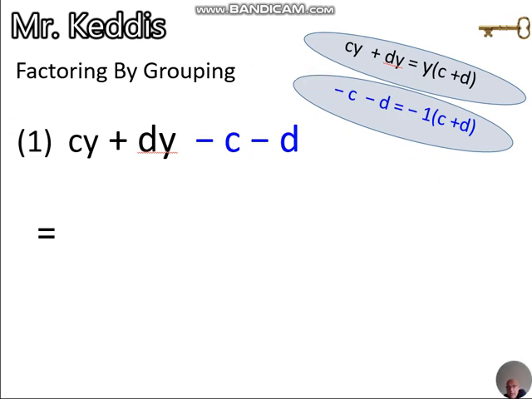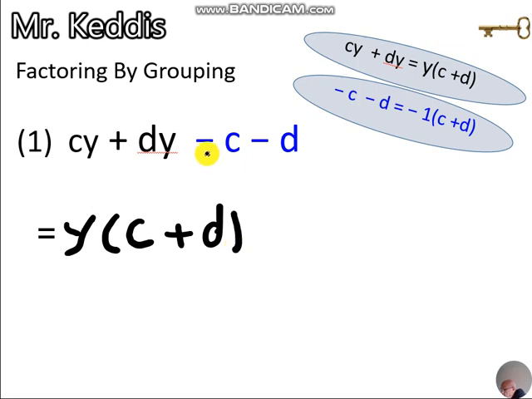To factor cy plus dy, I take y as a common factor, times c plus d. What is the common factor between negative c minus d? I take a negative 1 as a common factor, multiply by c plus d.